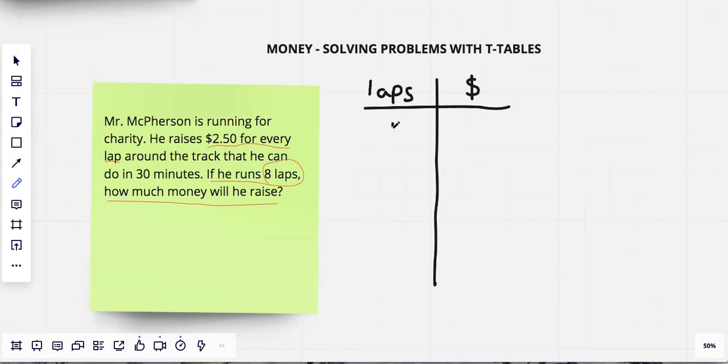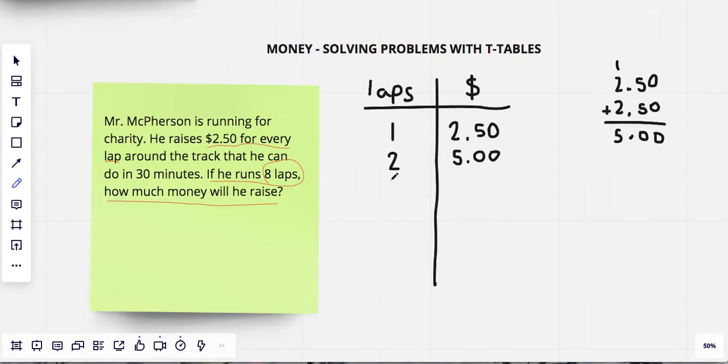So if I run only one lap, how much will I make? $2.50. Good. I'm going to make $2.50 for one lap, and then I'm going to keep going. Two laps, how much will I make? Some of you have probably already figured this out, with your practice and the games we've been doing in the last couple of weeks. To find two laps, I'm going to take my 2.50 and add 2.50 to that. Adding here, 0 plus 0, 5 plus 5 is 10, and I can regroup and make a new dollar, and that'll be $5. So after two laps, he has raised $5.